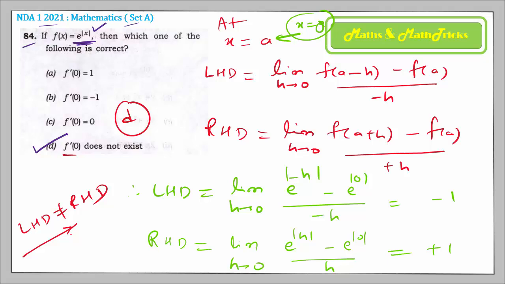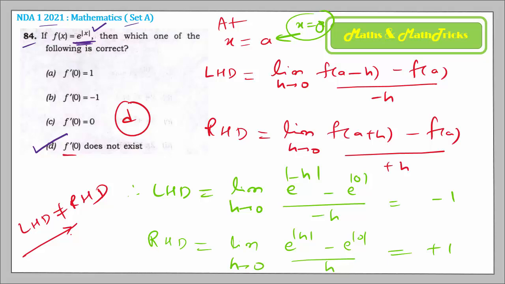Hopefully you are clear on the concept, and keep applying this whenever you see the modulus function as part of the given function. And if you know the shortcut that mod x is not differentiable at x equal to 0, you can always answer these questions in seconds.